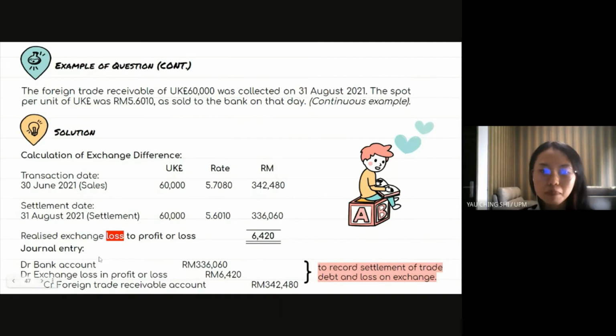So for the journal entry, we debit the bank account with this sum and debit the exchange loss in profit or loss, and then credit the foreign trade receivable account, which is 342,480, the earliest one. This is to eliminate the trade receivable. This is to record the settlement of trade debt and loss on exchange.